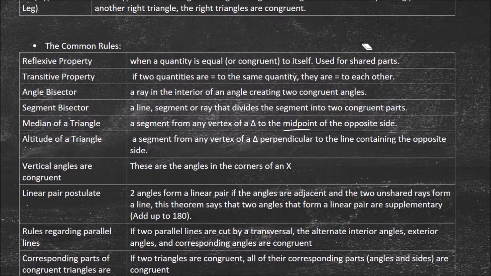Okay, the linear pair postulate. So this says two angles form a linear pair if the angles are adjacent and the two unshared rays form a line. This theorem says that two angles that form a linear pair are supplementary. So the angles are adjacent and the two unshared rays form a line. So what that means is that you have a line here and then you have a ray going like this. I know it sounds really confusing, but that's all it is. It's a straight line and then some ray going off.